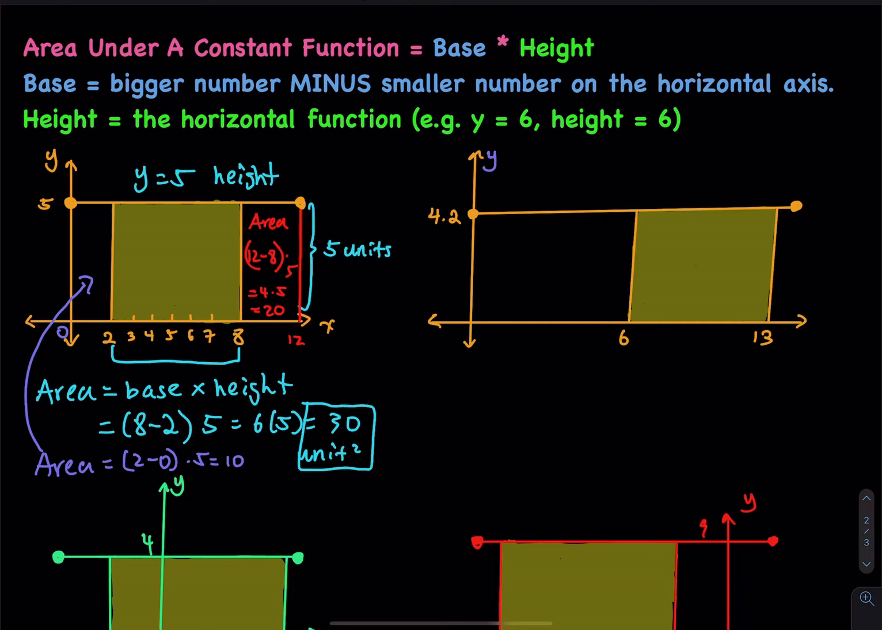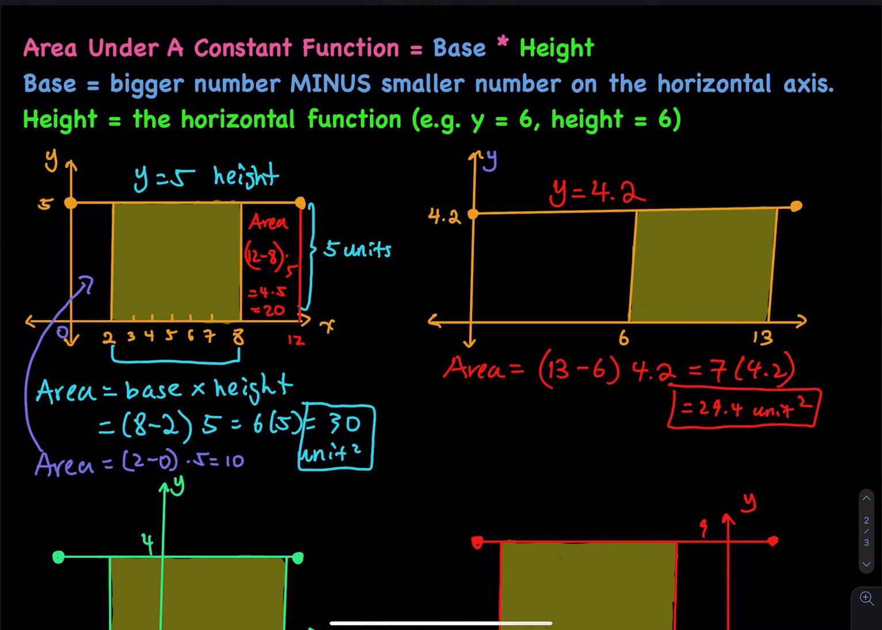So the next picture, I have the y-axis, and then I have 4.2 and 13. So what is the horizontal function? The horizontal function is either you write f of x equals 4.2 or y equals 4.2. So the base is 13 minus 6, and then the height is 4.2, right? So that is equals to 7 times 4.2, and then you will be able to get the area of the shaded region, the yellow region. So that is equals to 29.4 units square, or square units.